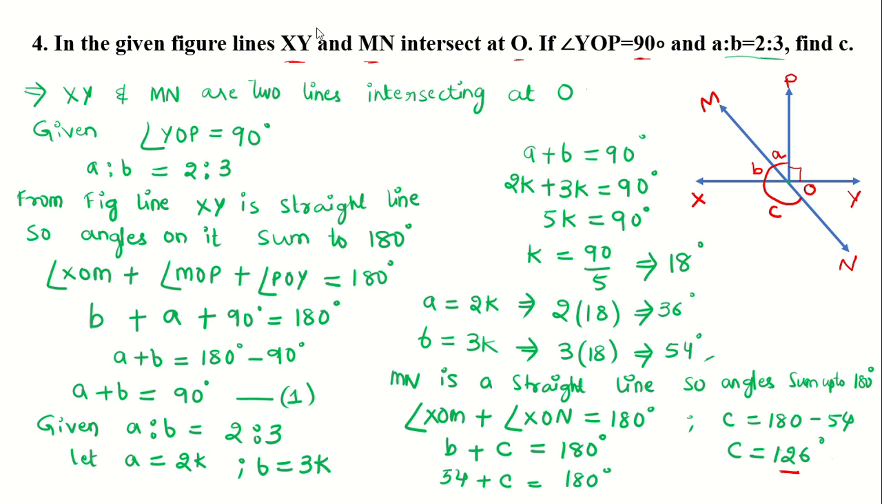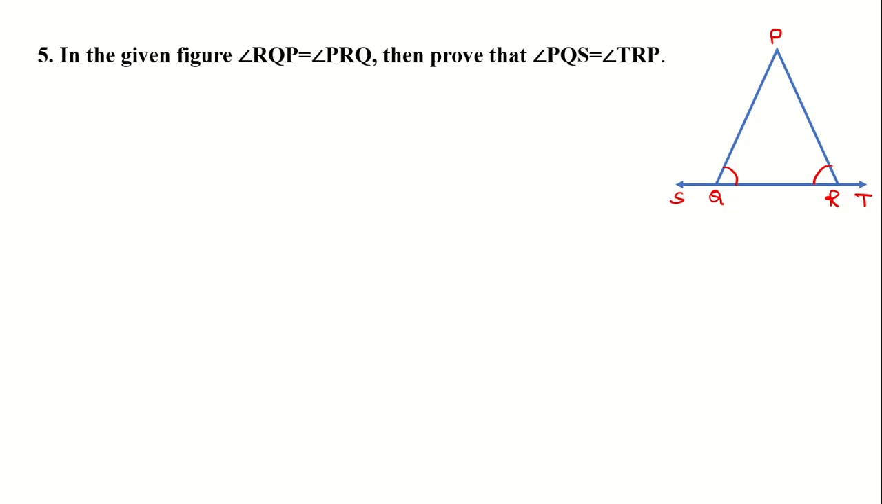Now, let us see another problem. We have solved the fourth question. Look at question 5. Here, it is given that in the given figure, angle RQP is equal to angle PRQ. Then prove that angle PQS is equal to angle TRP. Here, no numerical angles are given. A triangle is given here and we are required to prove that angle PQS is equal to angle TRP.